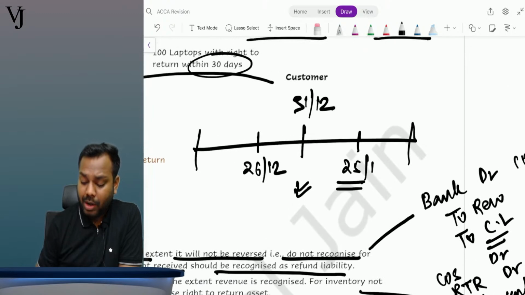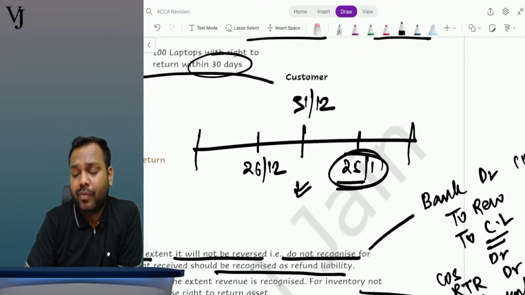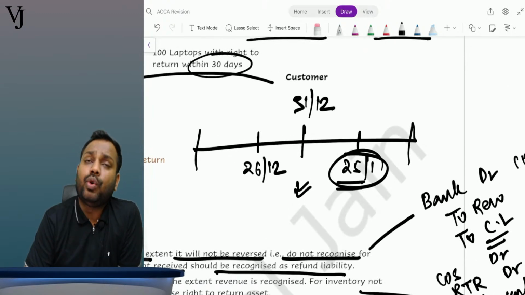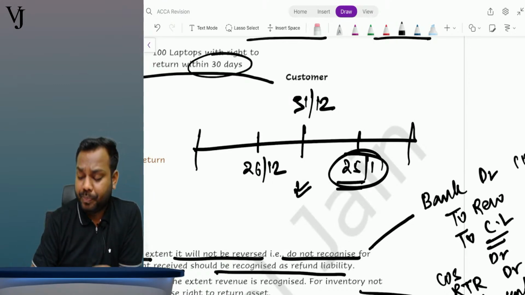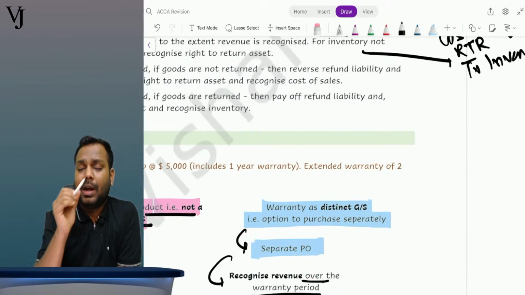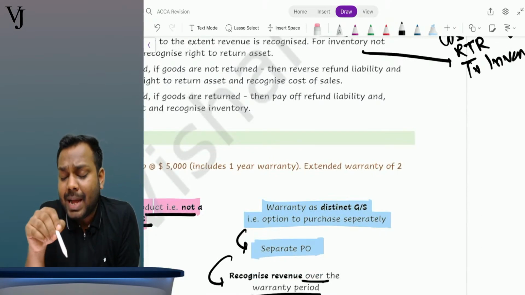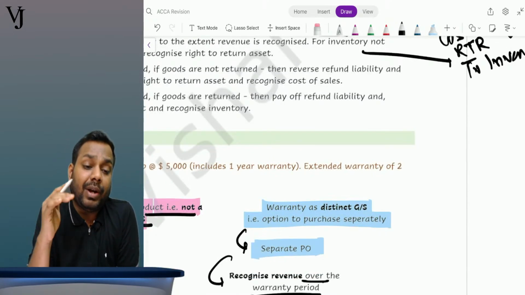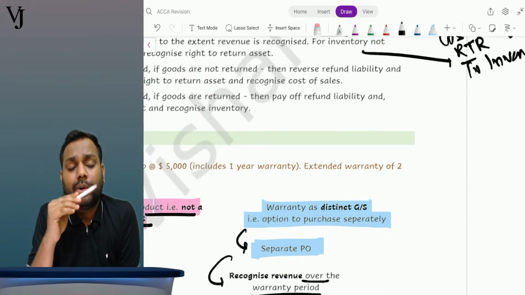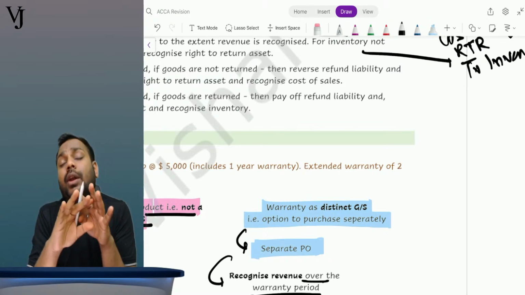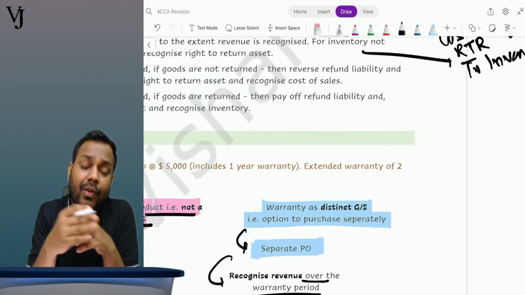Now, on 25th of January, I will see if the goods are returned. If the goods are returned, I will do refund liability account debit to bank, and I will receive the inventory, meaning inventory account debit to right to return asset. If the goods are not returned, then what will I do?